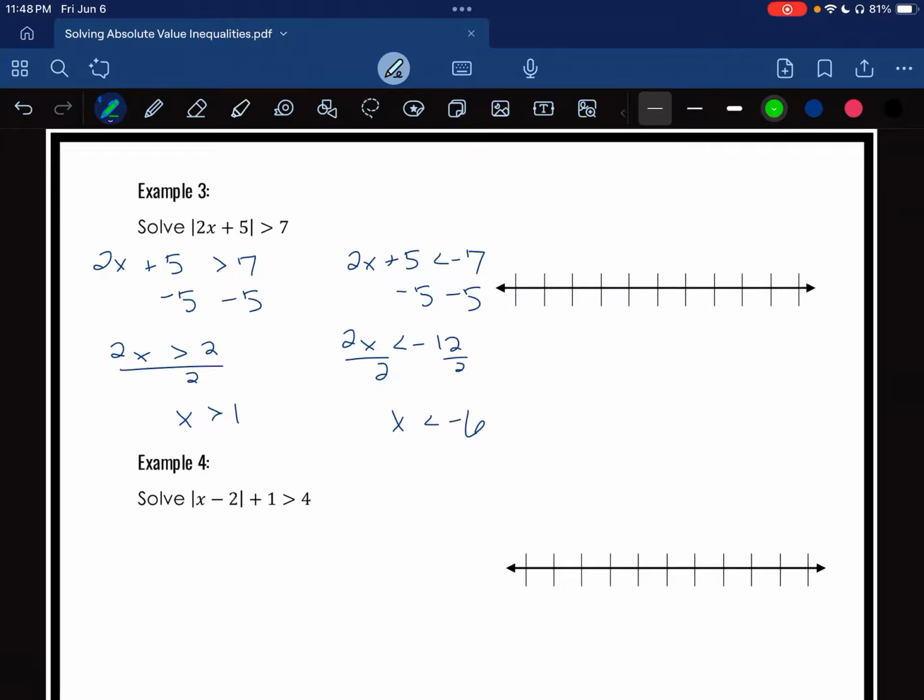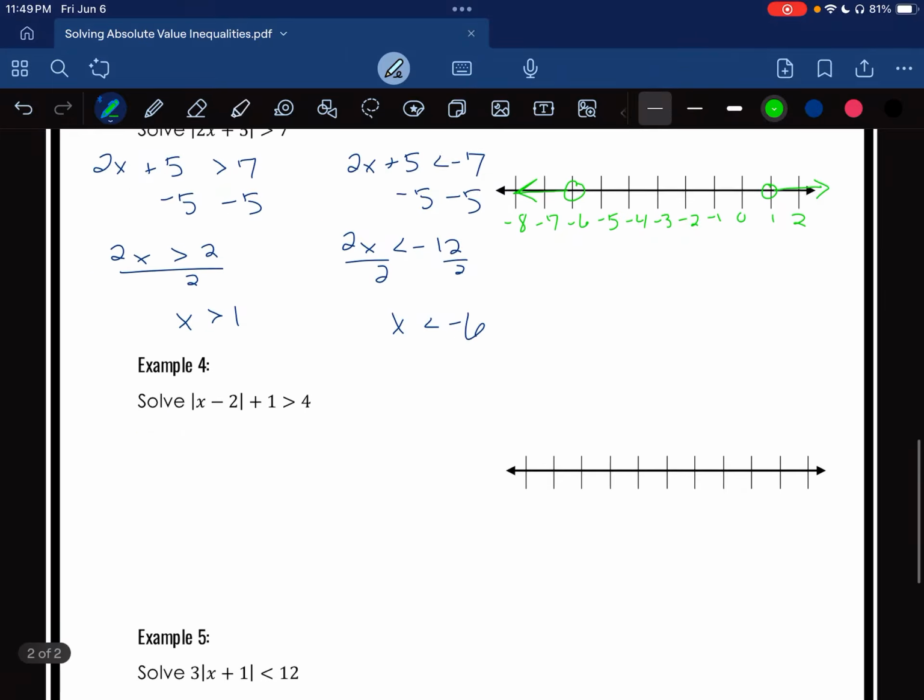All right, so for this graph, I'm going to start at -8. I can fit more of my graph on here. But x is smaller than -6 and bigger than 1. Both of these are not inclusive, and so you have open circles at those endpoints. All right, just a couple more examples, guys, then we'll be done.